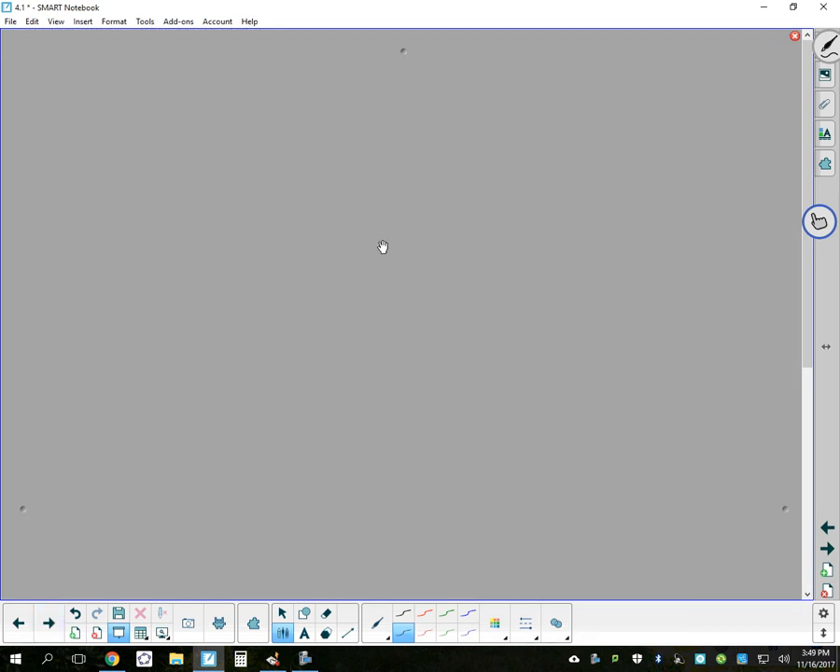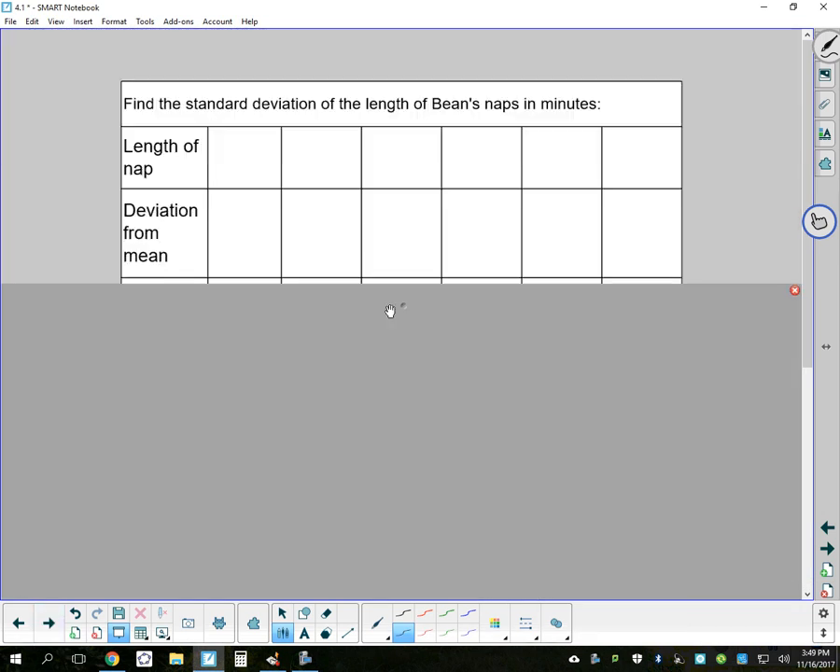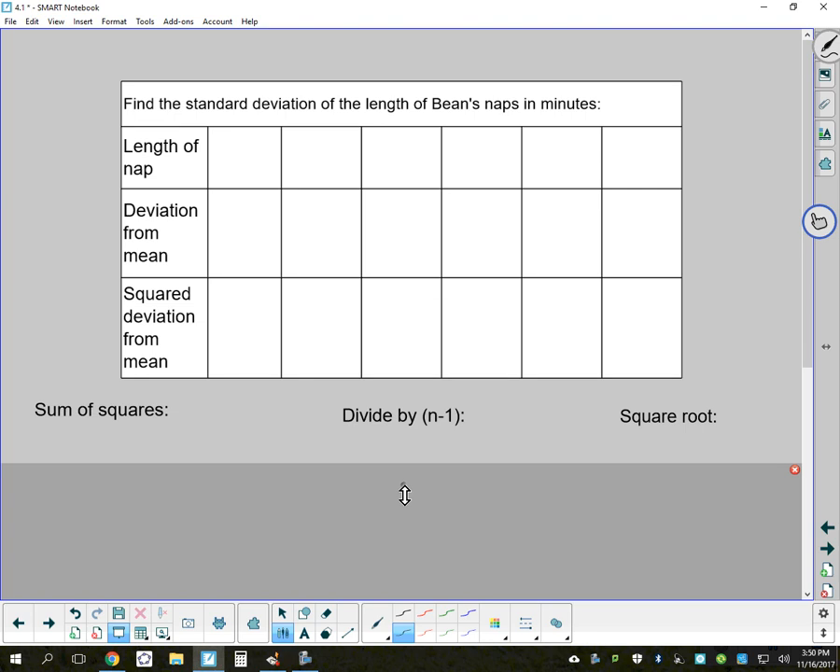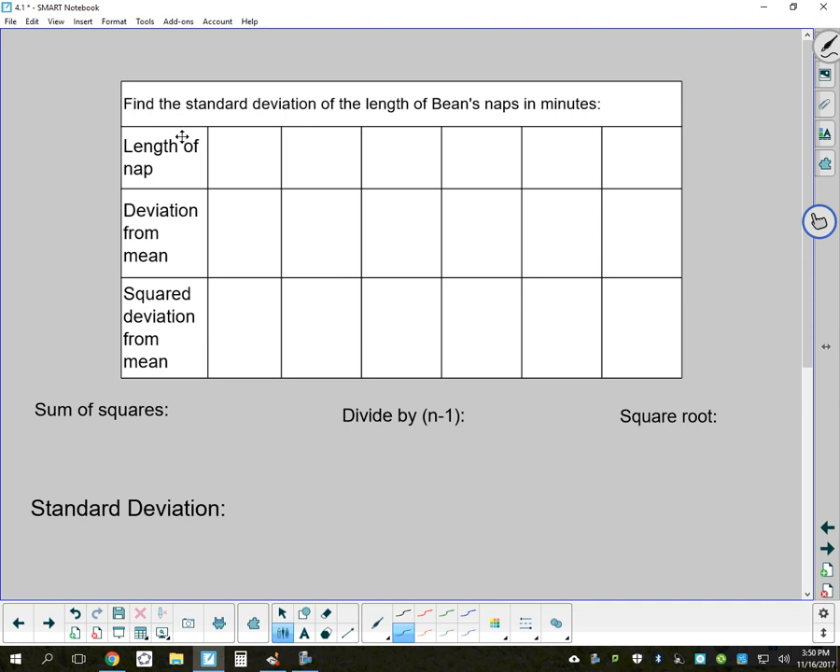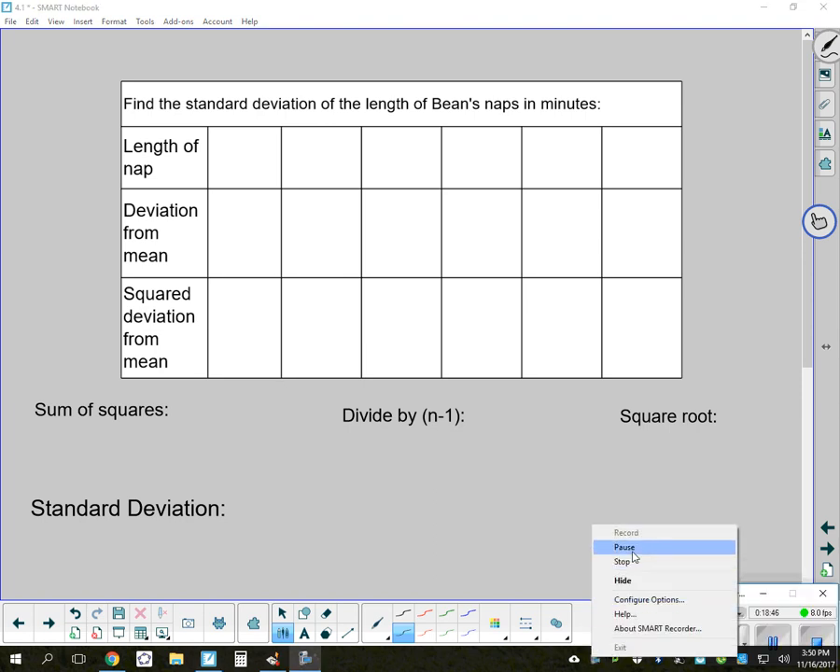All right. I want you guys to pause the video, and I want you to go through all of the steps. I know there's a lot, so that's why we need to practice it. Go through all of the steps to find the standard deviation of the length of Mr. Bean's naps in minutes. And you've already got those numbers, and you already have step 1. Remember your steps. We already found the mean of these numbers. So step 1 is done. Continue on from there. Pause the video and work the problem out.